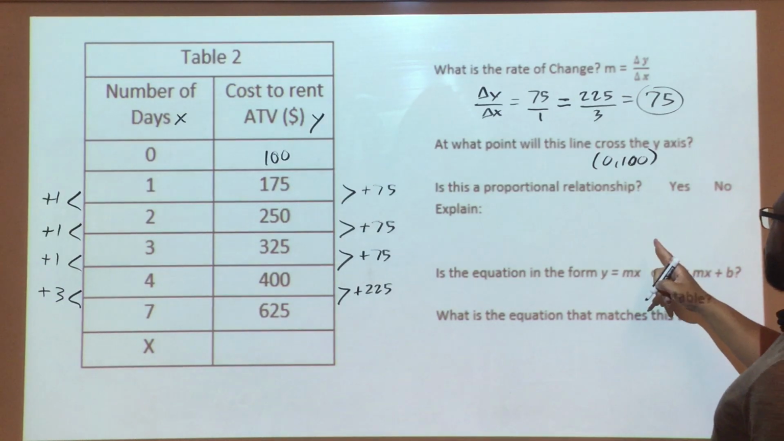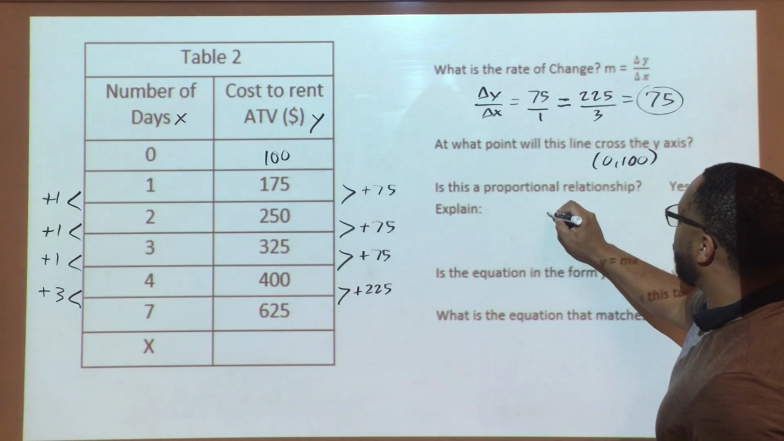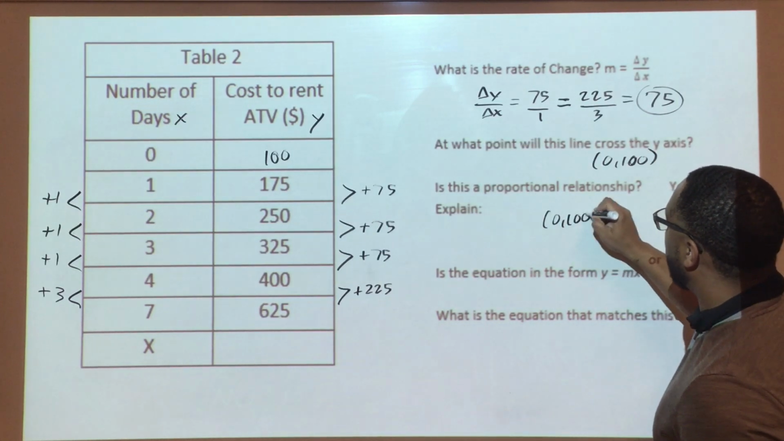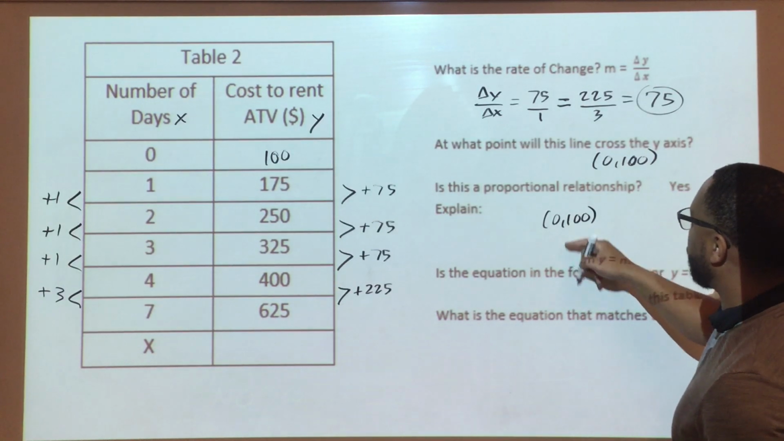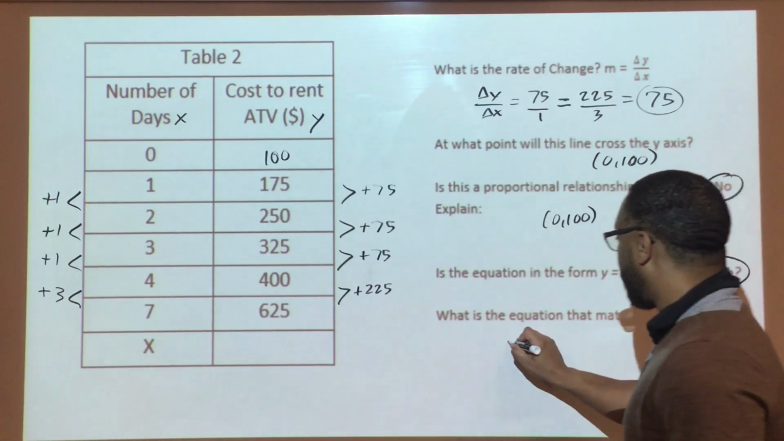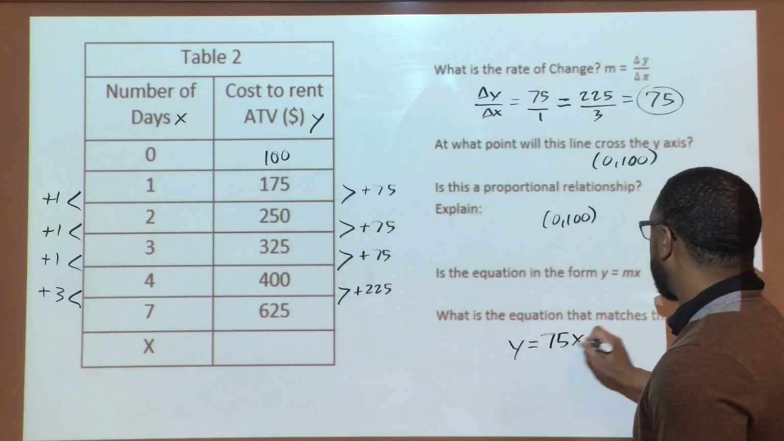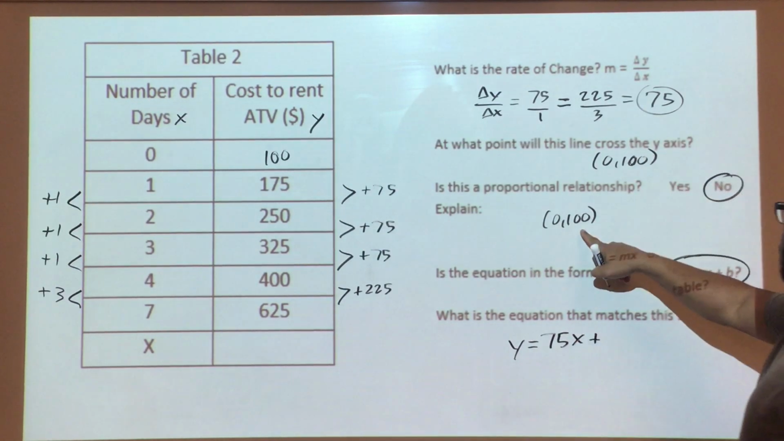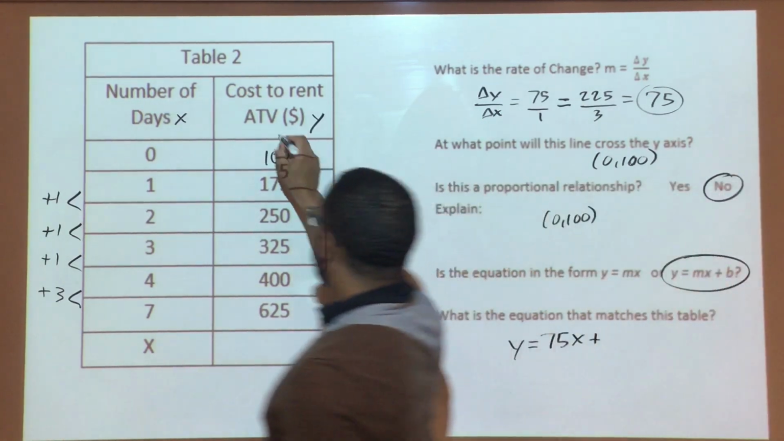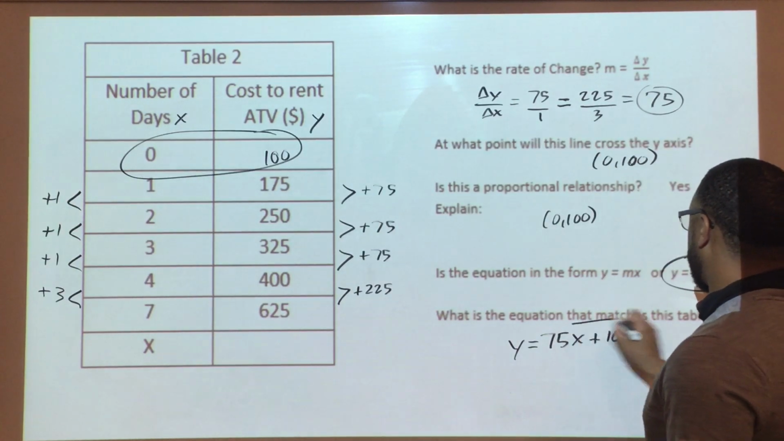Is this proportional? No. Why? Because proportional relationships go through 0, 0. This one does not go through 0, 0. Instead, it goes through 0, 100. Is the equation in the form y equals mx or y equals mx plus b? Well, it's going to be y equals mx plus b. And what's the equation? Well, y equals my rate of change with the x next to it plus 100, because this is the point where it's going to cross. It's going to cross at 0, 100.